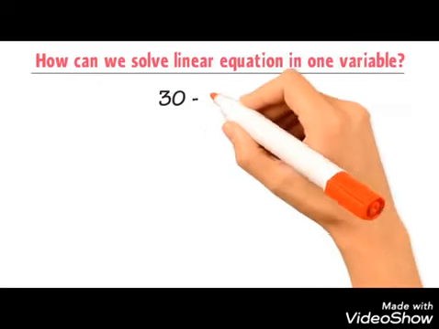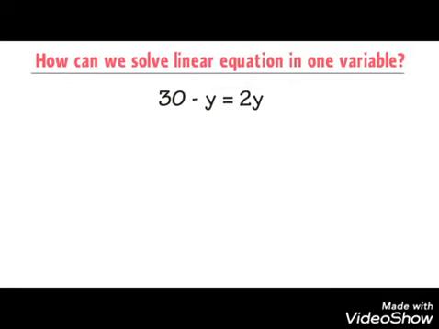30 minus y is equal to 2y. We know that there are 3 terms in this equation, but there are 2 terms in which there is the same variable, I mean y. Hence, we will arrange this equation in a way in which y should be made as a one term. Thus, we will shift minus y from the left-hand side to the right-hand side. As a result, we will get 30 is equal to 2y plus y, or 30 is equal to 3y.